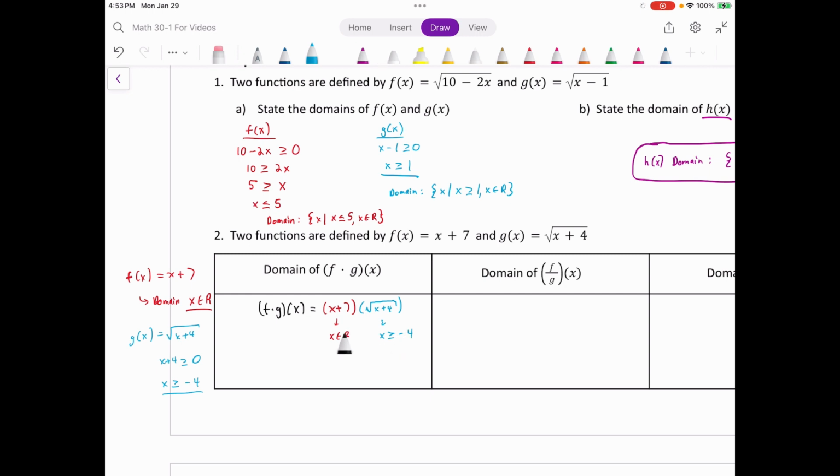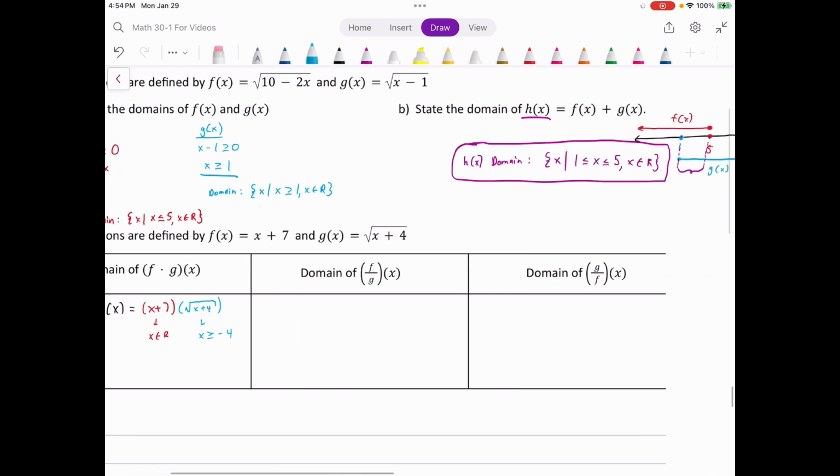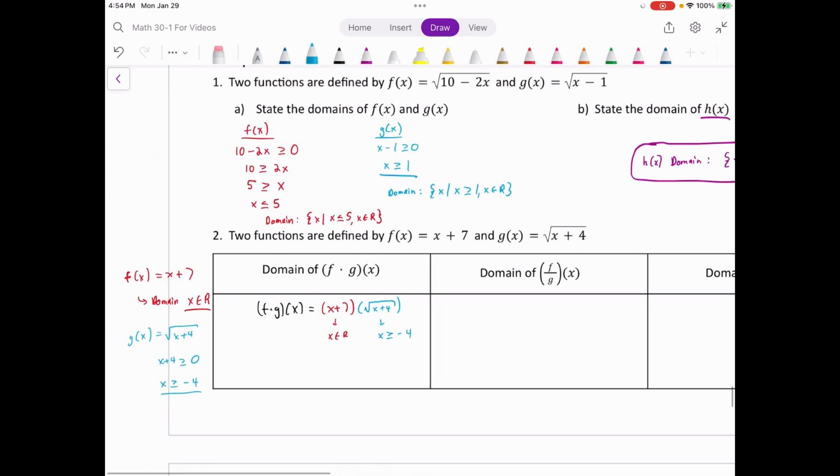We don't get any restrictions from this one. We're not dividing by this one or anything. That would change some stuff. We'll see that when we get to that last example, okay? But even if you just multiplied this all out, you could tell that all we're going to end up with is a square root still with an x plus 4 inside, and therefore x just needs to be greater than or equal to negative 4, and we won't have a problem. We do have a restriction.